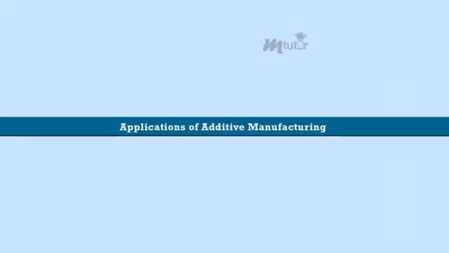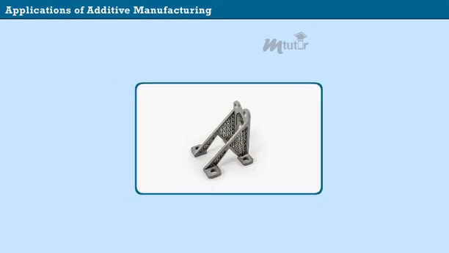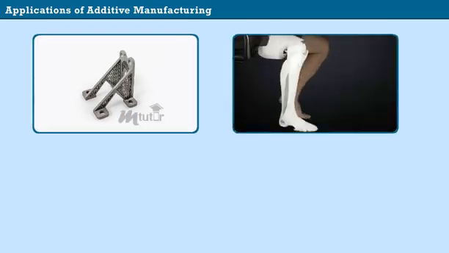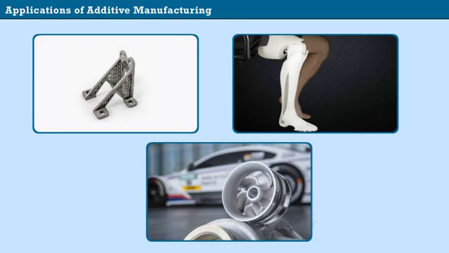Applications of additive manufacturing. Additive manufacturing is helpful in producing aerospace parts with lightweight and complex design. 3D printed leg for the physically challenged. Lightweight rims for racing car wheels.